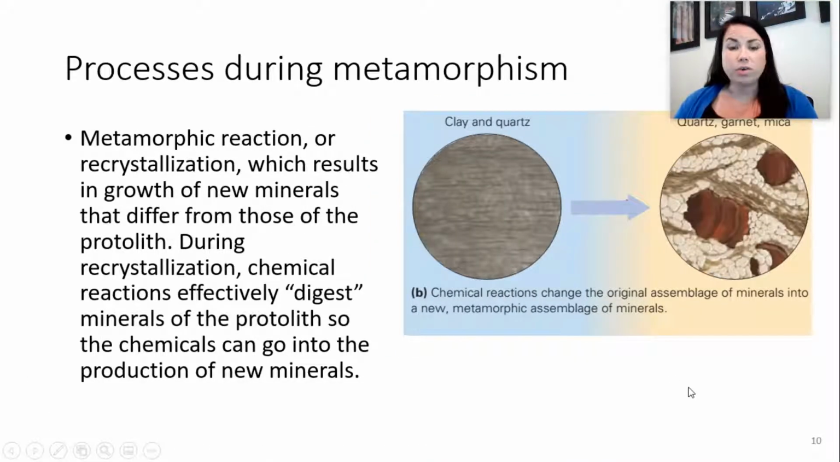Okay, a metamorphic reaction or recrystallization is a result in growth of new minerals that differ from those of the protolith. So during recrystallization, we have a chemical reaction that effectively digests minerals of the protolith so that the chemicals can go into production of new minerals. So we have clay and quartz here in our protolith. Now there's a chemical reaction that occurs, and during metamorphism, we result in quartz, garnet, and mica. So some of these do resemble the protolith, but they undergo this recrystallization as a result of a chemical reaction.